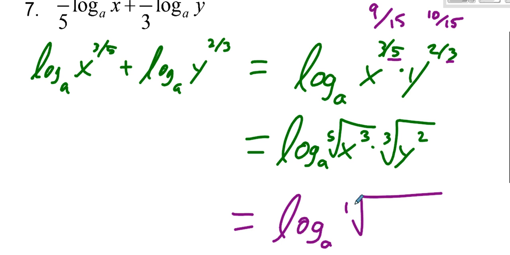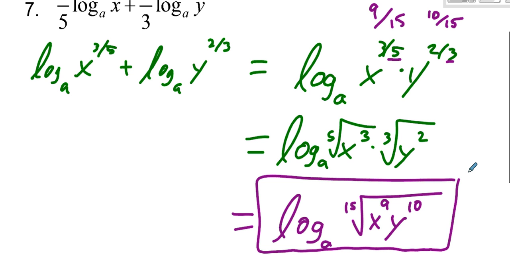So you could put those together as a 15th root. They both have the denominator of 15, and it will be x to the 9th and y to the 10th. This is my favorite look for the answer. It's most simplified, I think.